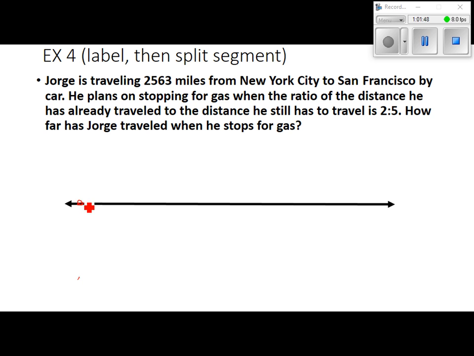First thing, where's George starting at? Here. So let's put an N here. What are we going to label that as far as numbers go on our number line? Zero. That's probably the easiest place to start, right? And he's going to where? San Francisco. We'll call that an S. What are we going to label it? 2,563. So we're going from here to here.